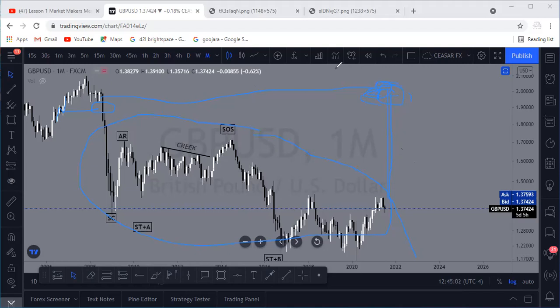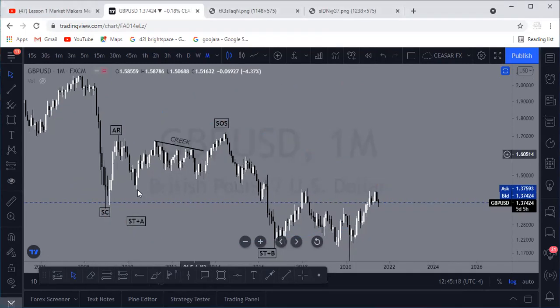So now let me tell you this. Let me try to erase all of this. Now look at this. As you can see in this scenario, they've already started grabbing liquidity. They grabbed liquidity here.